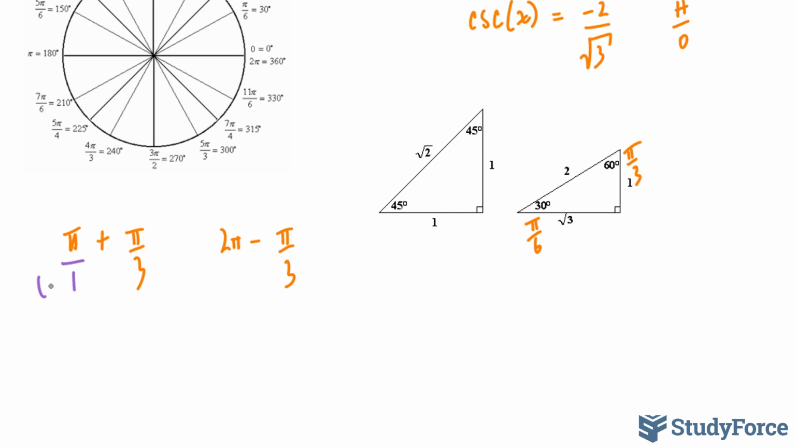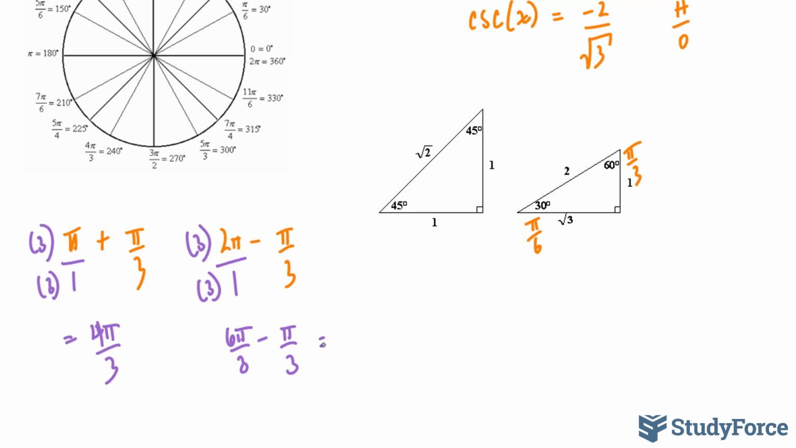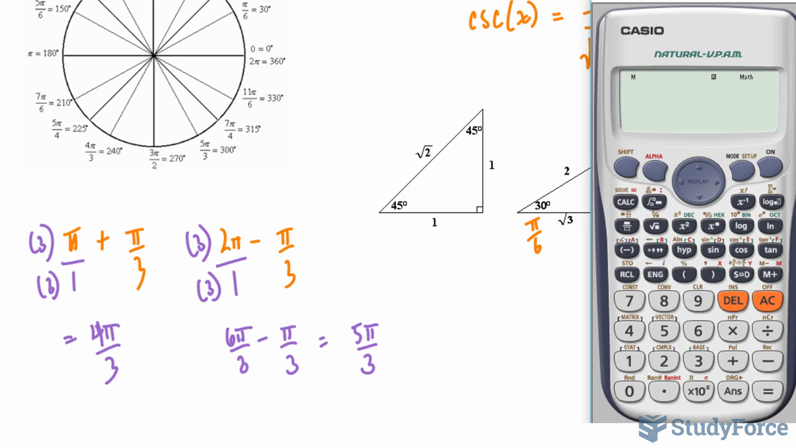If we add these two together, make this over 1, multiply the top and the bottom by 3, we end up with 4 pi over 3. And for this one, make this over 1, multiply this by 3, and multiply this by 3, we end up with 6 pi over 3 minus pi over 3, and this gives us 5 pi over 3. So let's double check on our calculators. If we have 1 over sine 4 pi over 3, we end up with this number.